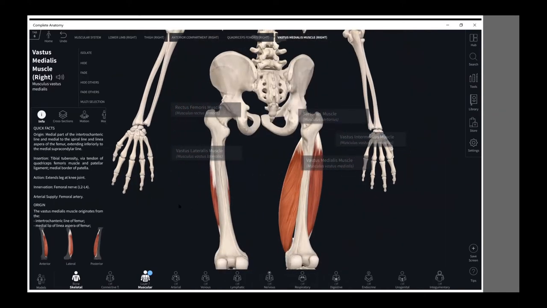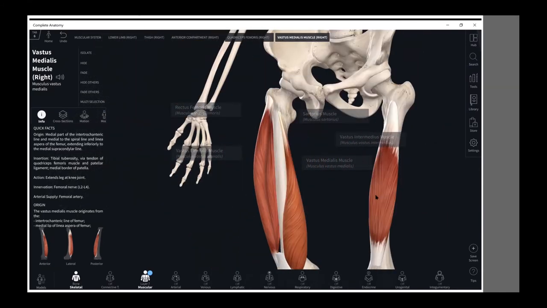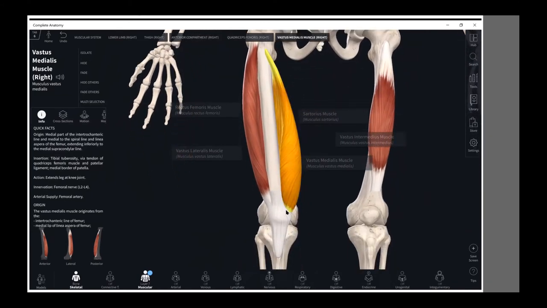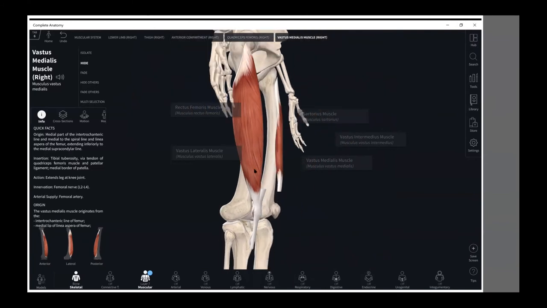So its origin is a fairly broad footprint, and then it inserts again into the tibial tuberosity via the tendon of the quadriceps femoris and the patellar ligament, and that's there at the medial border of the patella. So let's hide that, and then let's look at its innervation: L2, 3, 4, femoral nerve. Vastus lateralis.